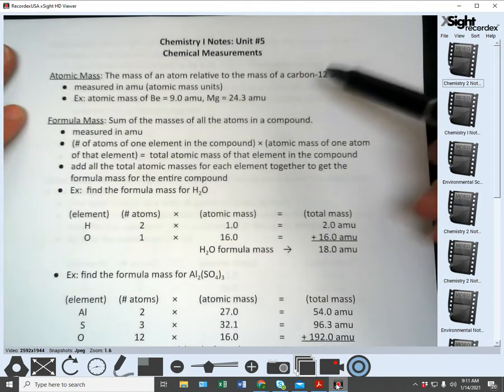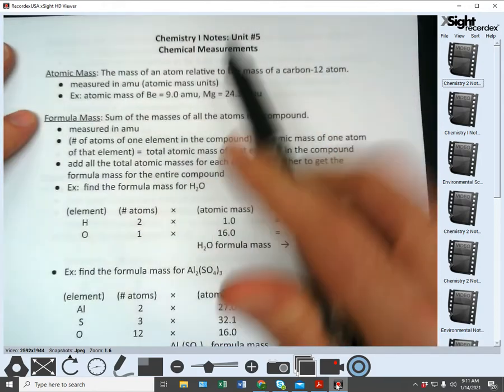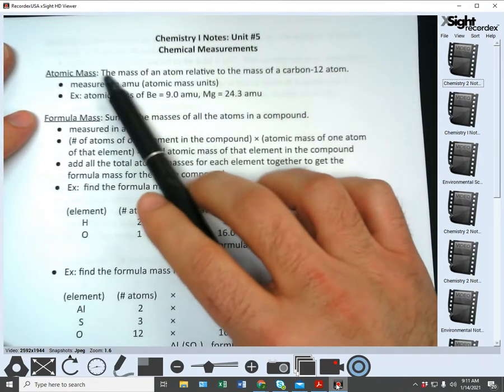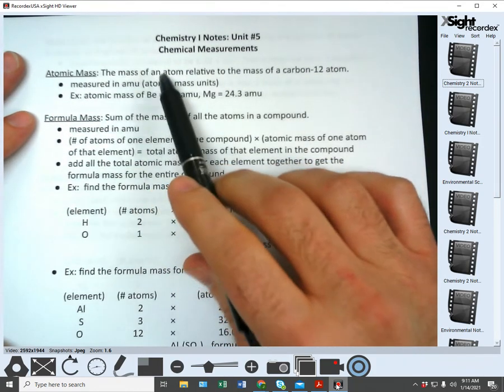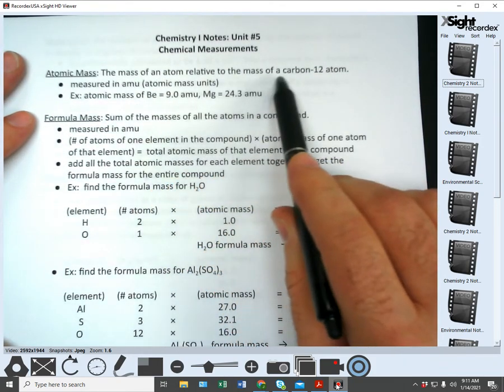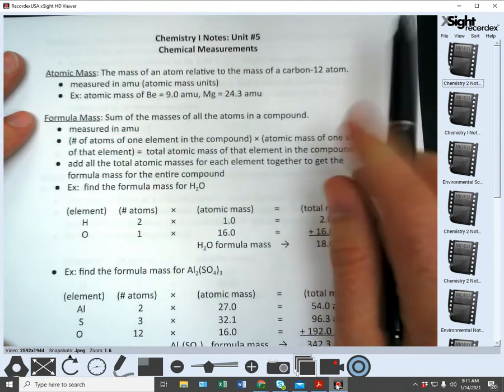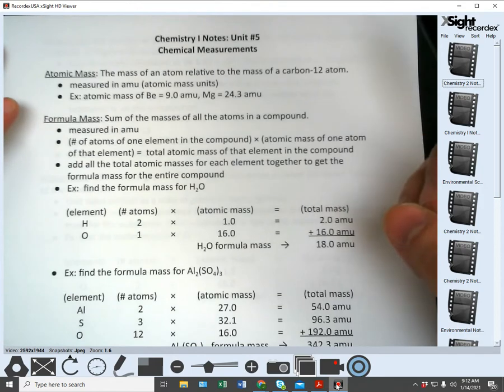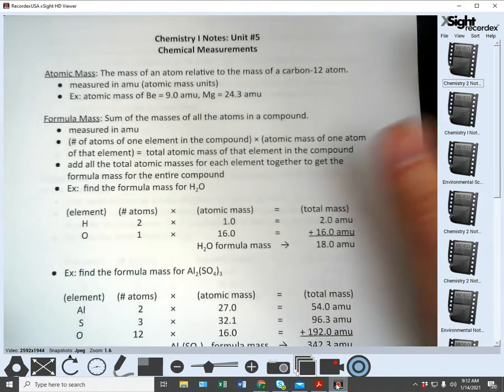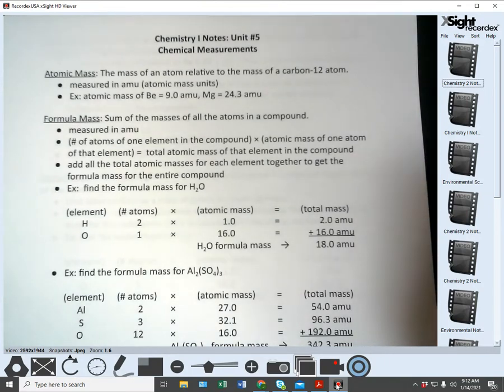So the first thing we have on here, something you're probably familiar with, is the atomic mass. Atomic mass is the mass of an atom relative to the mass of a carbon-12 atom. You have to have a standard by which to measure things, right? Like, who decides how long a foot is? Well, there has to be a standard.